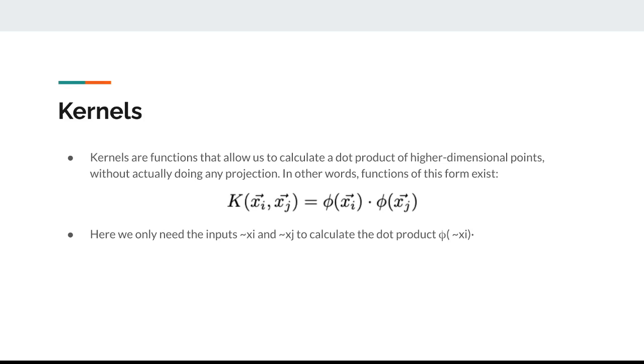Some really popular kernel functions are the radial basis function kernel, which is called the RBF kernel, or the Gaussian kernel. These are different kernels you can experiment with when using or coding your machine learning models.